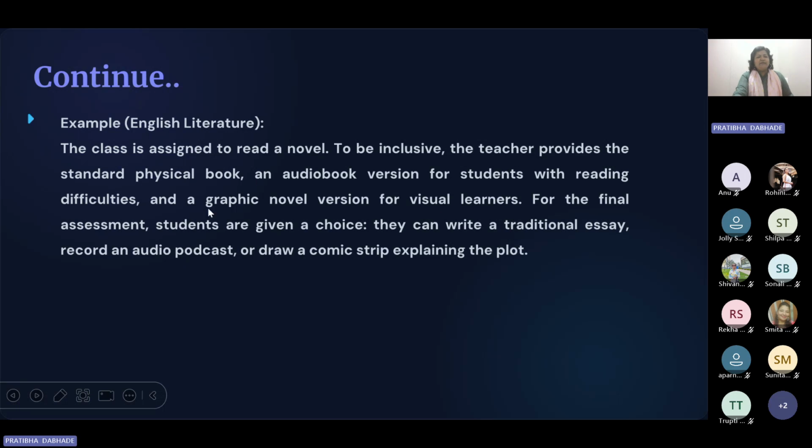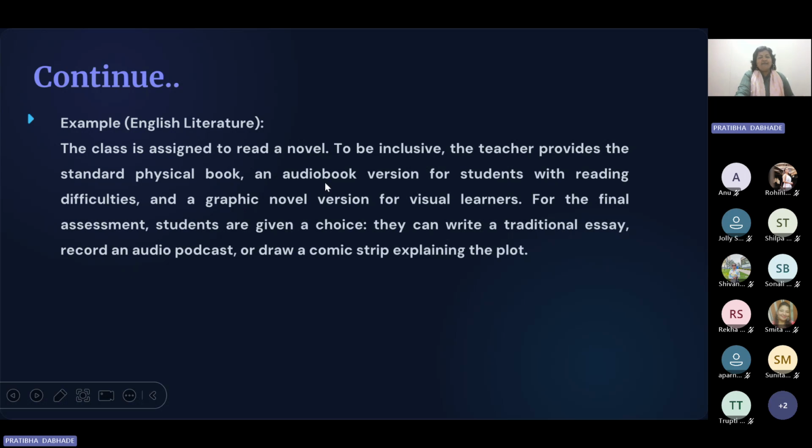One example is given over here. Okay, the class is assigned to read a novel. To be inclusive, the teacher provides the standard physical book. See, we are not only talking about assessment, different tools of assessment, right? Someone is giving a book review, or someone is acting out a particular scene from that particular novel, right? But here, even as per the needs, the learning experiences are also given. Here you can see, the teacher provided the physical book. He has also provided the audio book version.